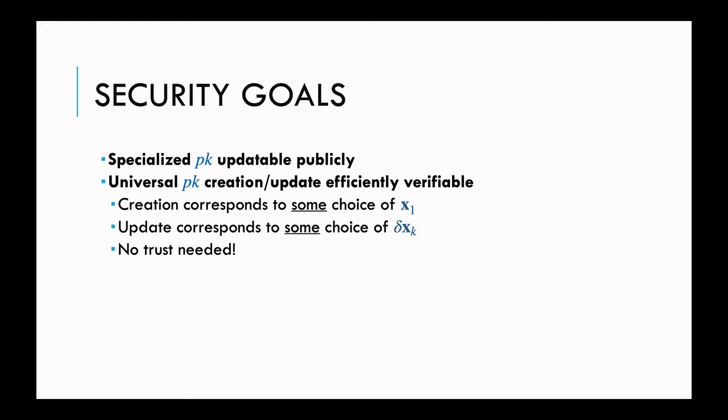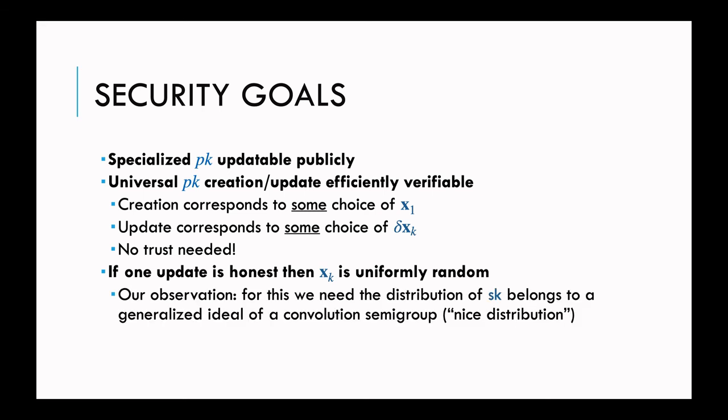Specialization and creation do not involve any trust. Moreover, if one updater is honest, then the corresponding trapdoor after k updates is uniformly random, and this suffices to get soundness. Our observation is that for this you need the distribution of the secret key to belong to a generalized ideal of a convolution semigroup, which we call a nice distribution.